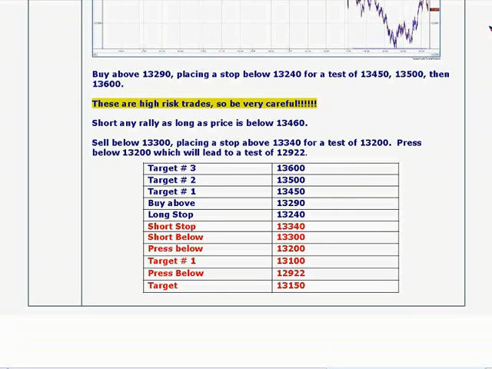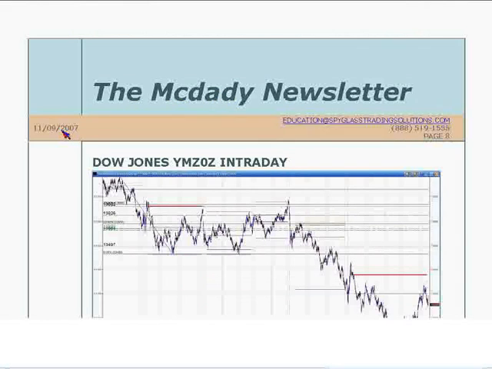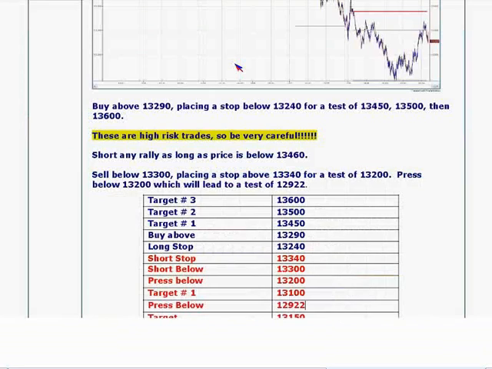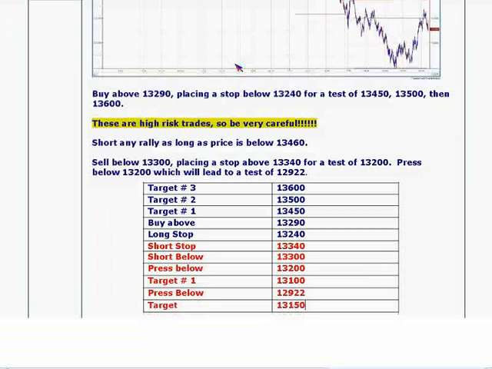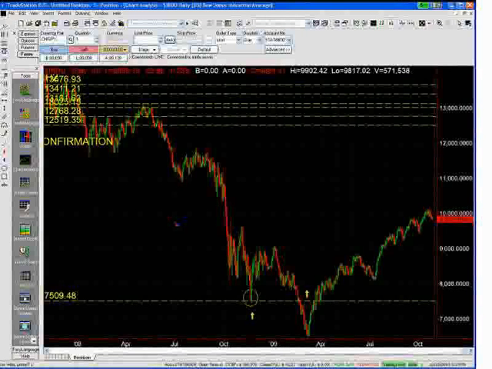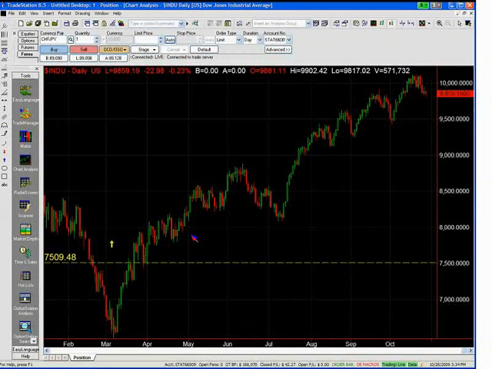This is where we did it every day. And this is the newsletter from November the 9th, 2007. Press below, this is the little lingo. Press means add to your short, push to the downside. Once you see the structural failures, you do not want to go short after a trend unless you have a structural failure. So right here, this is today.